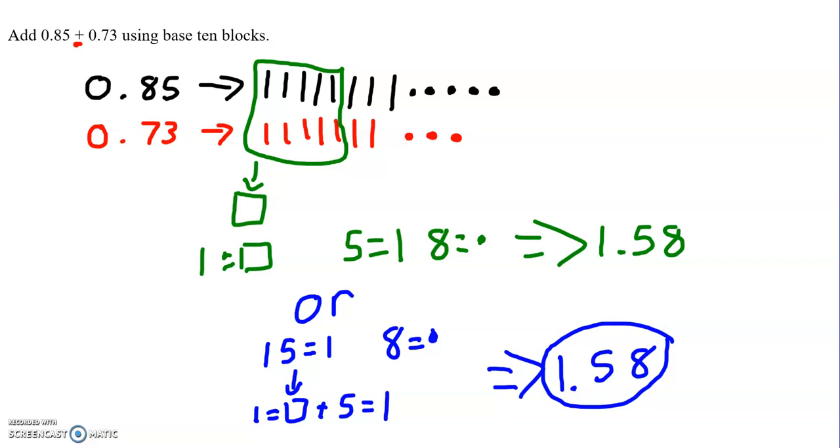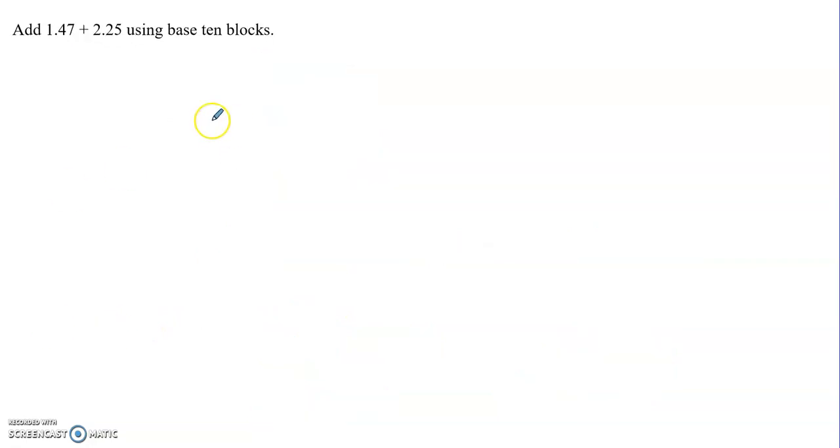Now that we have this in our book, let's look at another example. I'm going to only do it by the ways of the regrouping because I find that that is easier than recalculating and then regrouping. I just wanted to show you that just in case that's the way that you chose to do it. Okay, so here I look and I have 1 and 47 hundredths plus 2 and 25 hundredths. So again, I'm going to start off by writing down the 1 and 47 hundredths.